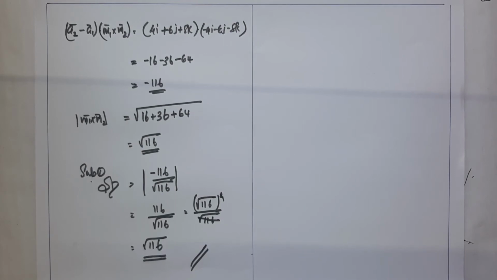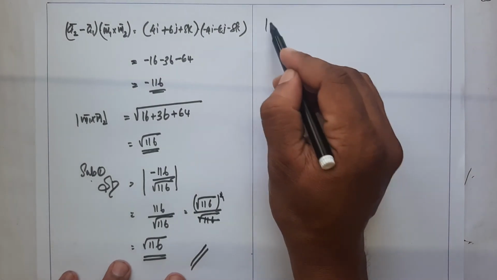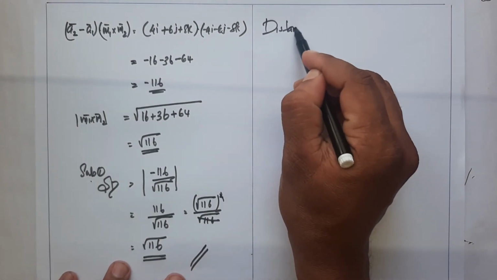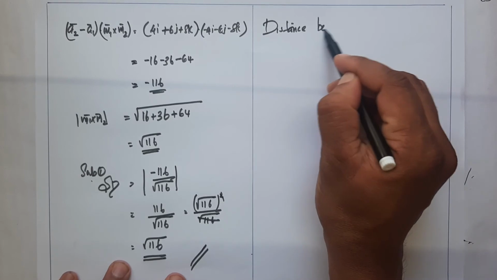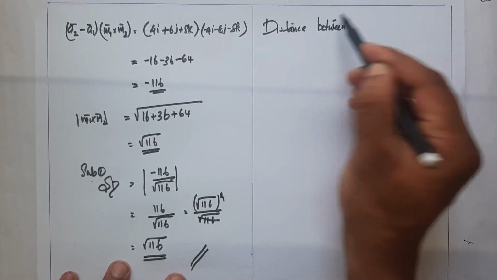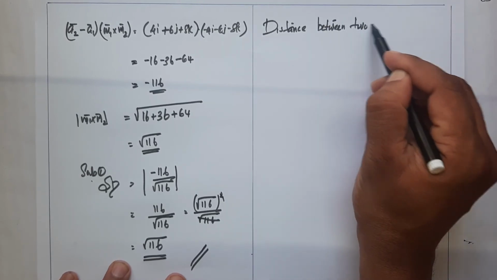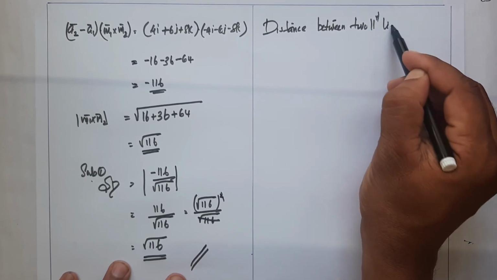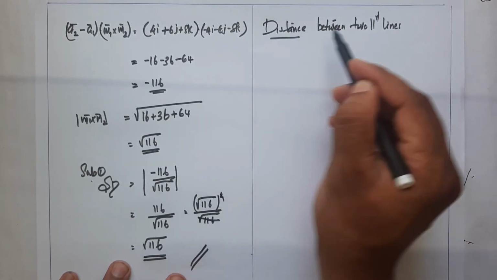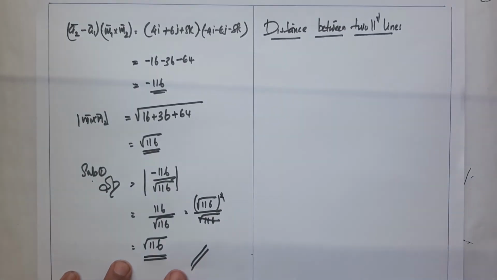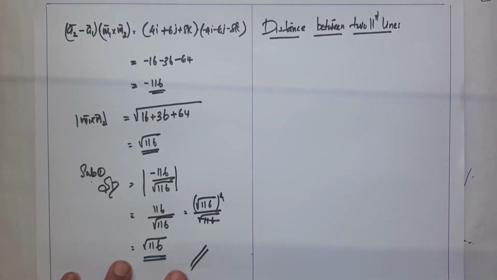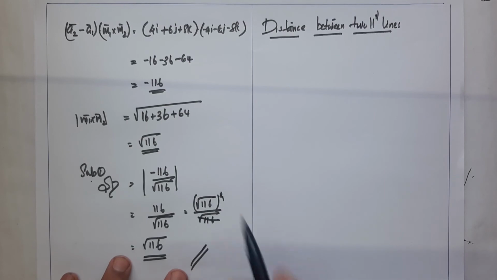Our last topic of the straight line is the distance between two parallel lines. This proof is not necessary, so learn the formula by heart.